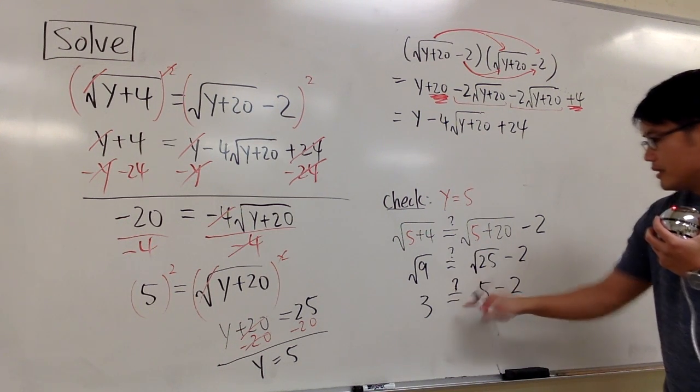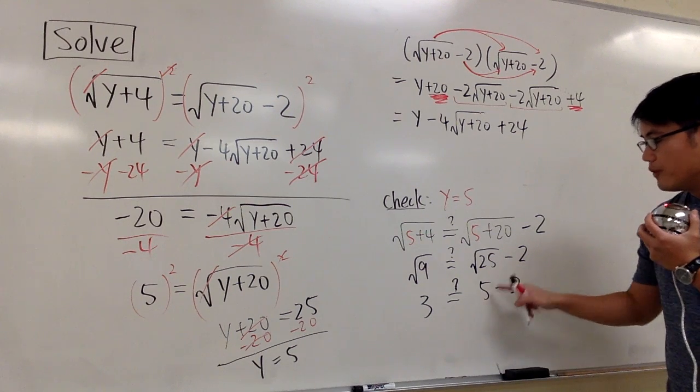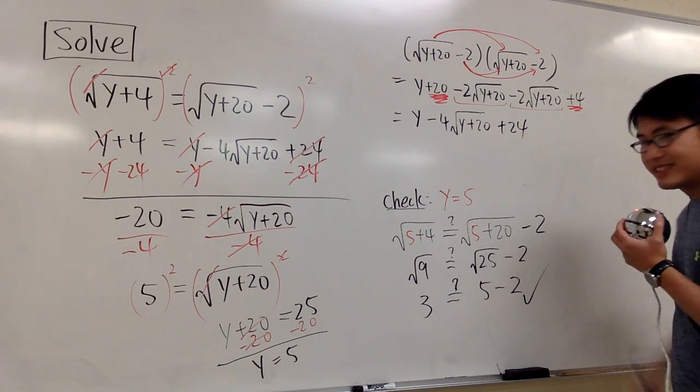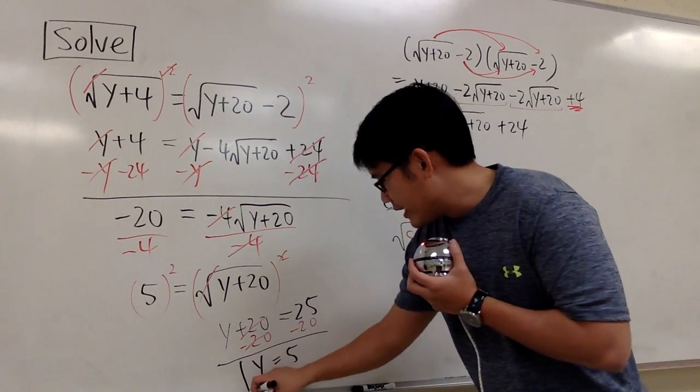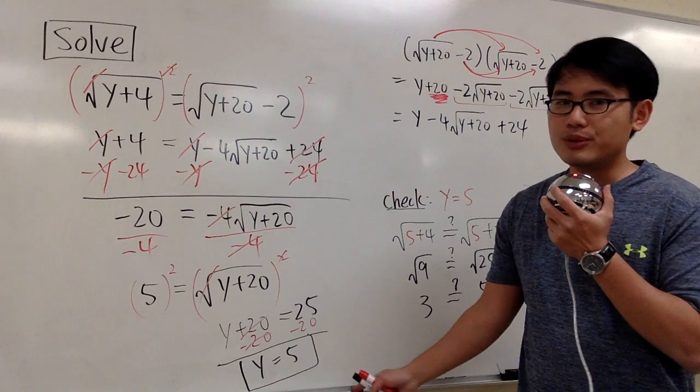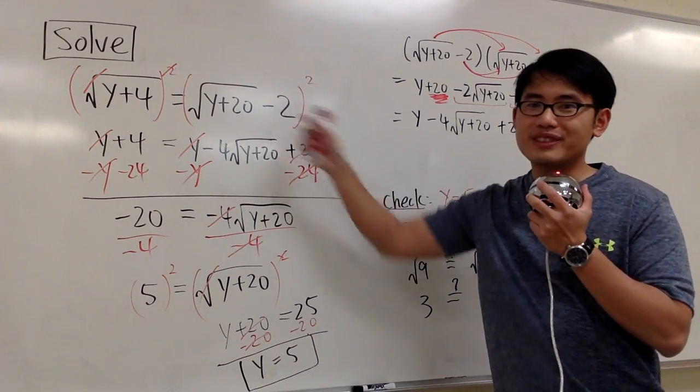At this point right here, the last one right here, 3 is equal to 5 minus 2. We can clearly see that 5 minus 2 is equal to 3. So it works. Therefore, we can box this as the answer. Y is equal to 5. It's the solution for this original equation. This is it.